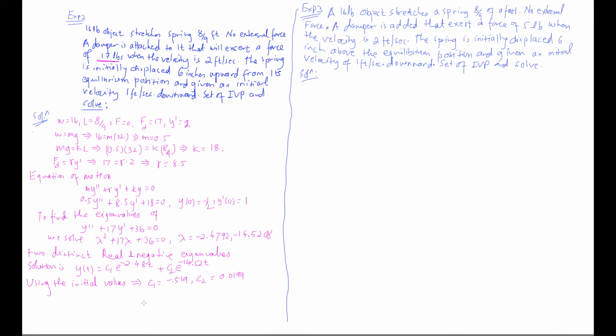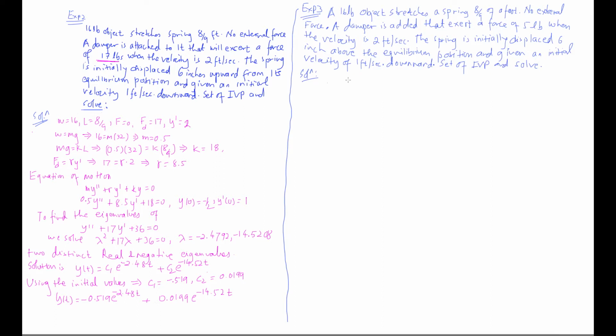Okay, so basically the final solution is y of t equals negative 0.519 e to the negative 2.48 t, plus 0.0199 e to the negative 14.52 t. This is the solution. Okay, let us go to the next example.